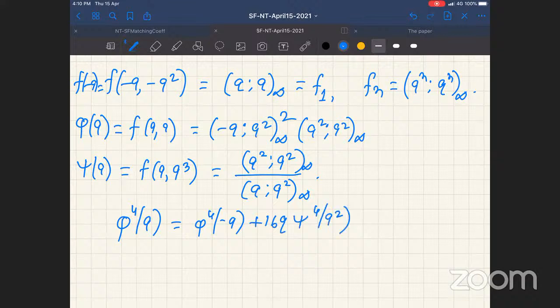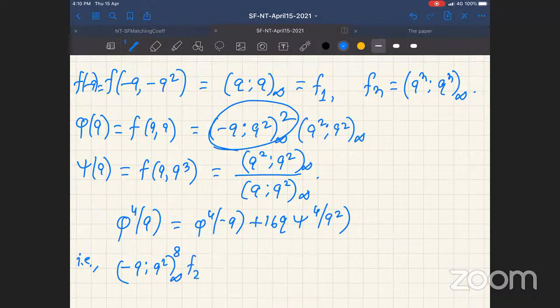Okay, so if we transcribe this into q-products, we'll get that this is nothing but (−q²; q²)∞. This was squared here, so now fourth power, so it is 8. And there is an f2. f2 is (q²; q²)∞, and so therefore it is f2 to the power 4. And on the right hand side, I will get just the q² power 8 and f2 to the 4.